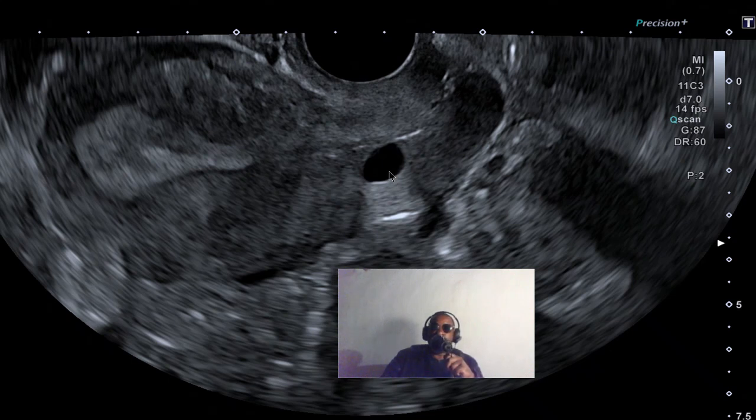A cyst that you find in the substance of the cervix is called a Nabothian cyst. If you find that cyst inside the substance of the vagina, you call that a Gartner duct cyst.